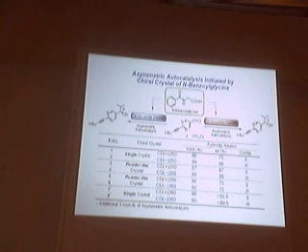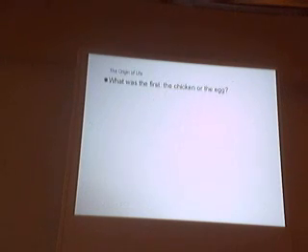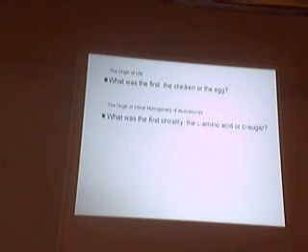And another example is that, of course, the amino acids and the sugars here are the essential compounds in nature.